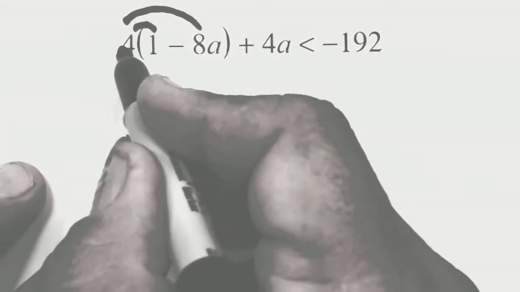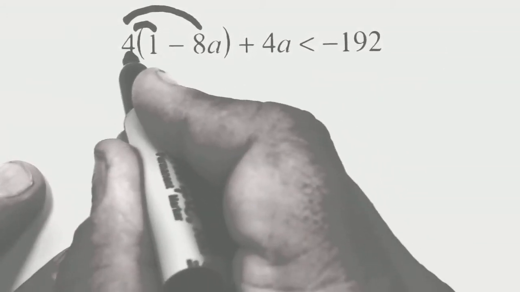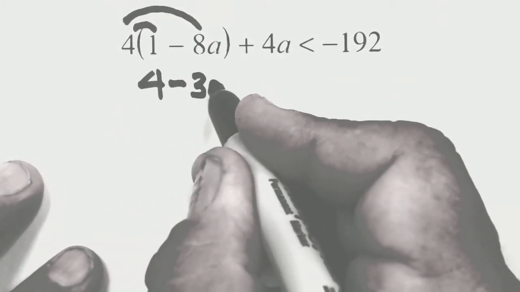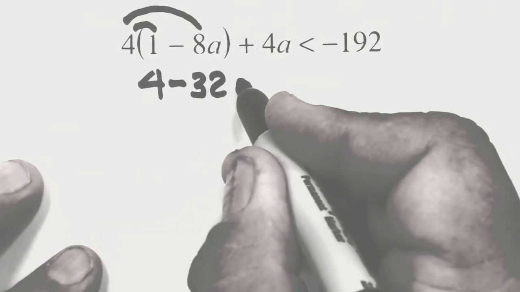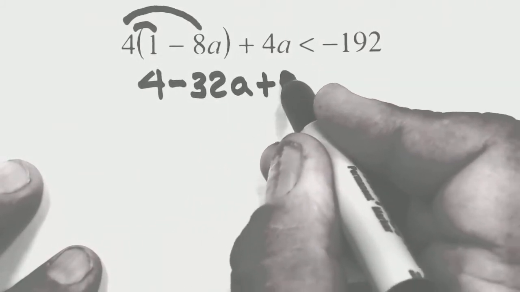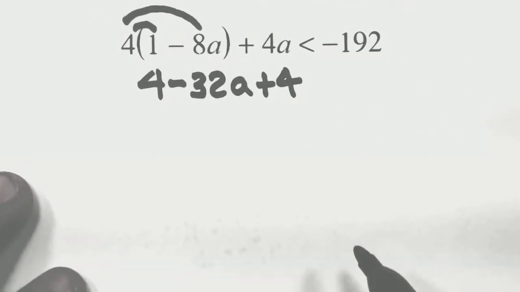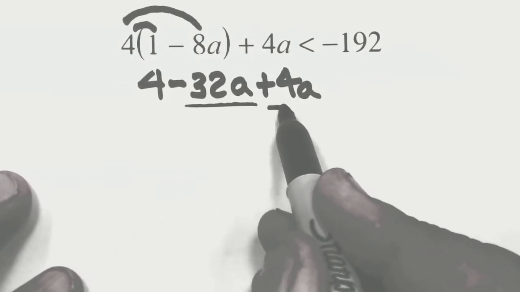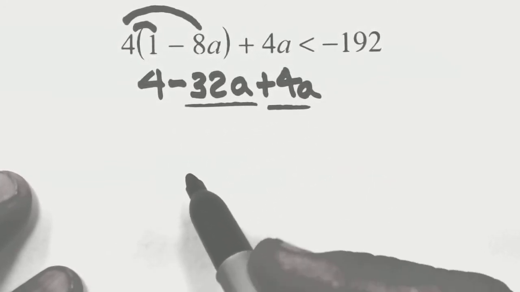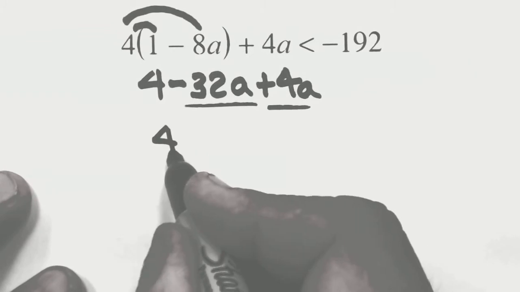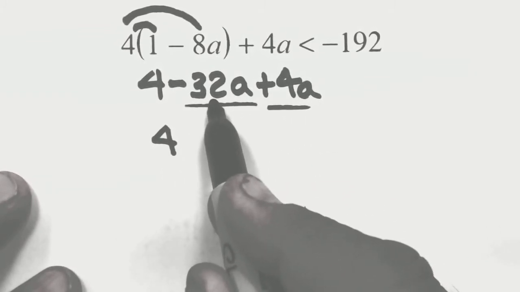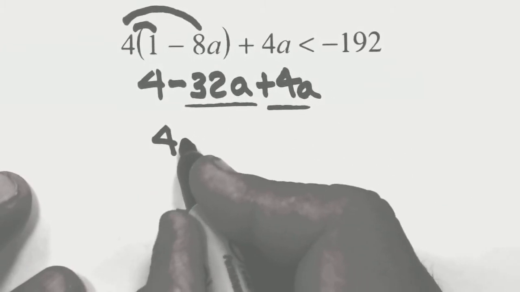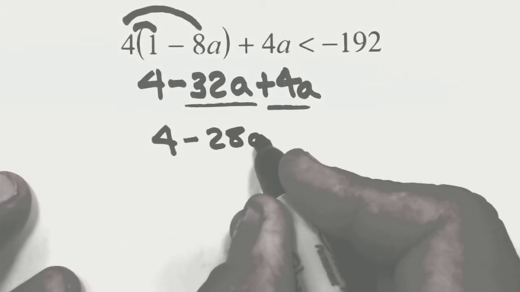Well, let's do that. 4 times 1 is 4. 4 times negative 8a is going to give me negative, let's see, 4 times 8 is 32. So negative 32a. Now don't forget we had the plus 4a. Okay, well, what we have to do, of course, is combine some like terms here. Simplify this left side a little bit more. I've got the 4 in front, negative 32a plus 4a. Well, let's see, negative's going to win, I think, by 28, so negative 28a.